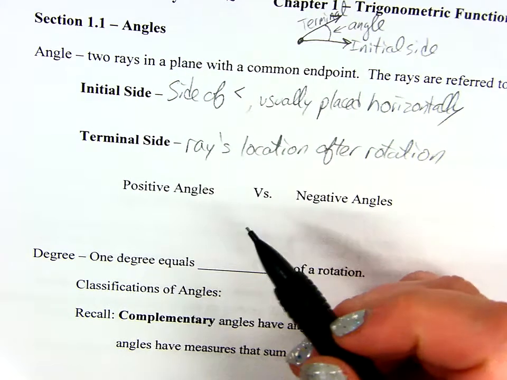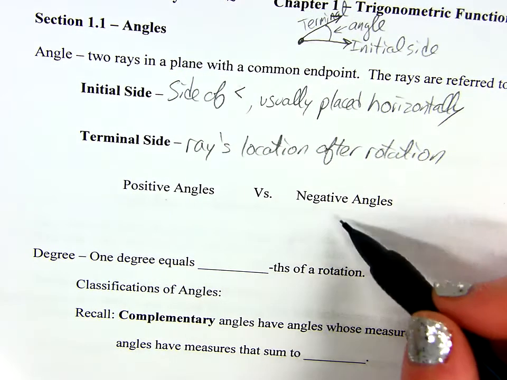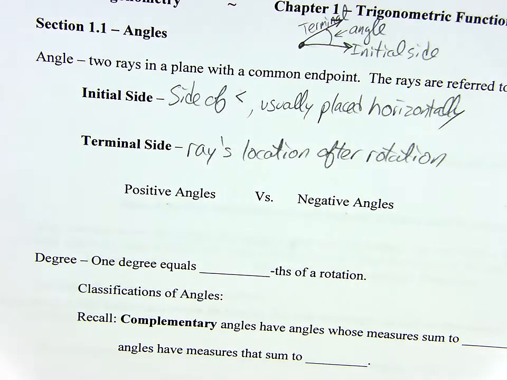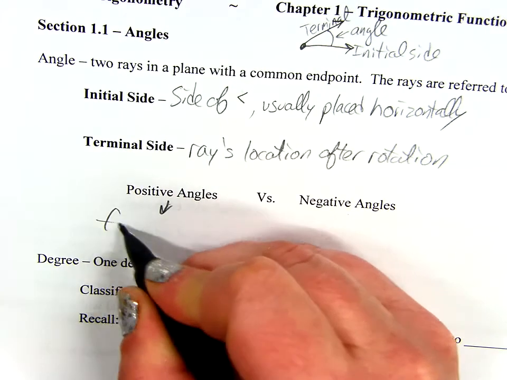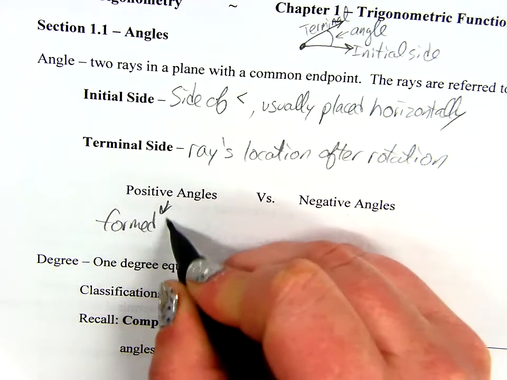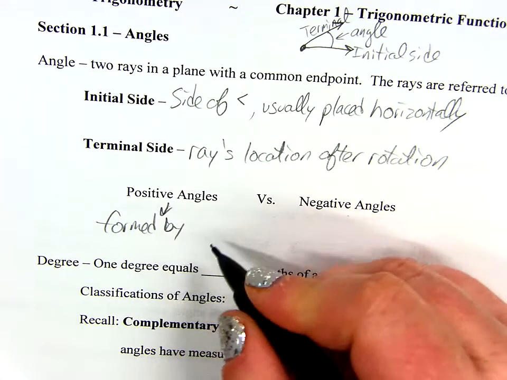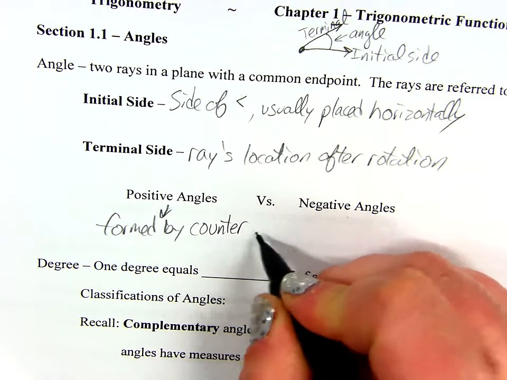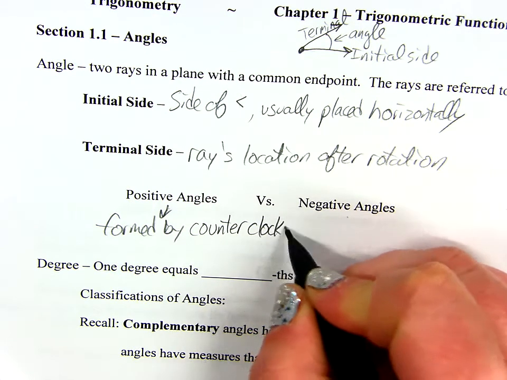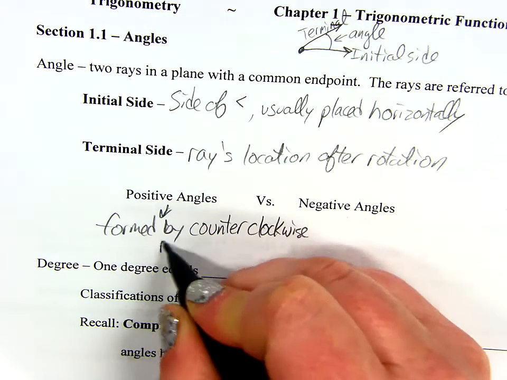So we have positive angles, of course, and you may not yet have dealt with negative angles. Did you even know they existed? You can have negative angles. So here's how. Positive angles are going to be formed by counterclockwise rotation.